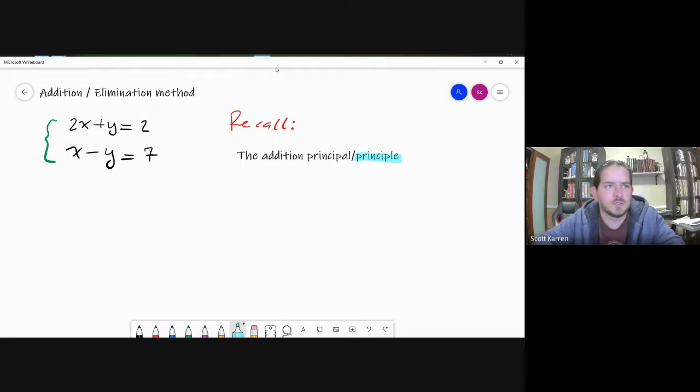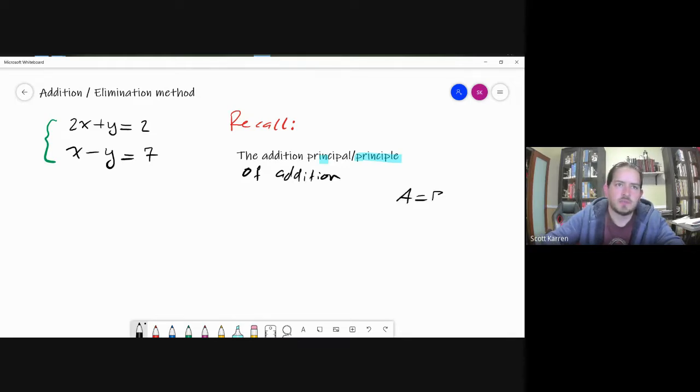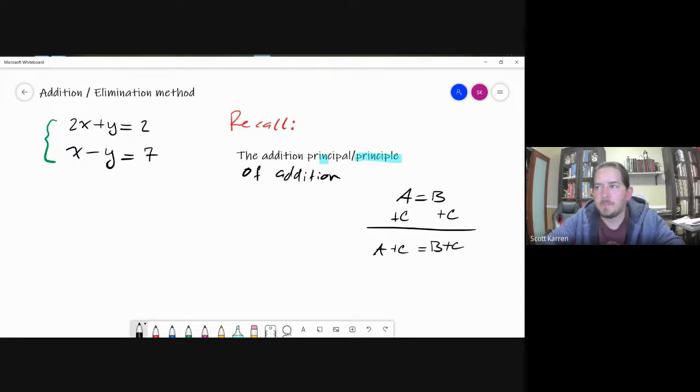It's the addition principle of addition, right? And we said if A equals B, then if I add C to one side, I simply have to add C to the other side. So A plus C is equal to B plus C, right?